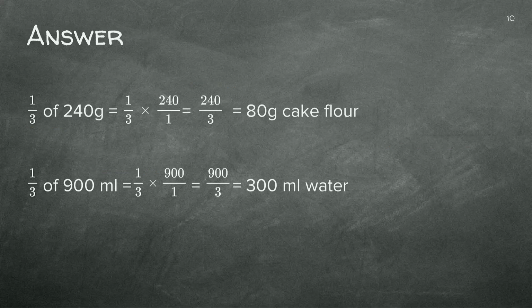Right. See who got this one correct. So it's a third of 240 grams. So that's going to give us 240/3. We can also cross cancel, but this is just to explain. So this is 80 grams. 3 goes into 240. 80 grams of cake flour instead of 240. And our third of 900 milliliters is then 900/3, which gives us 300 milliliters of water. So that will then give her 3 pancakes instead of the 9.